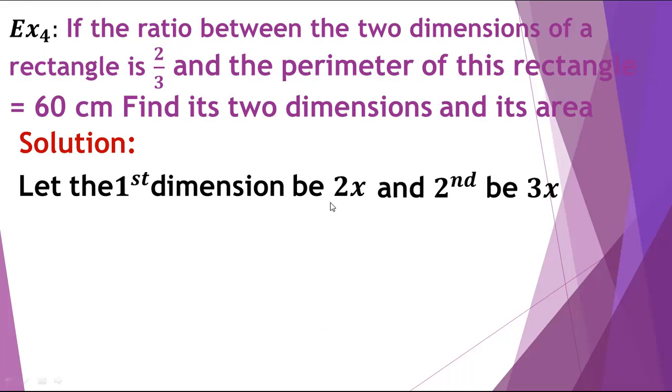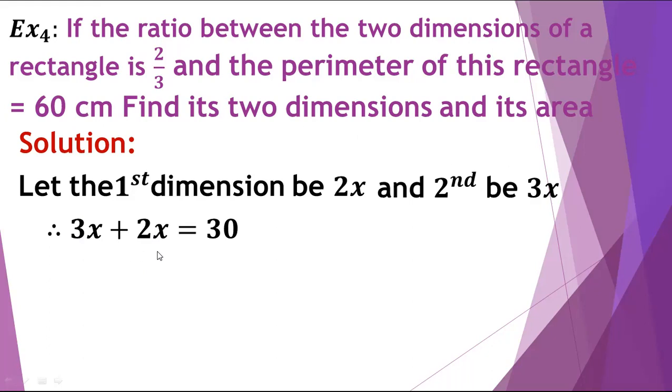So the first dimension is 2x and the second dimension is 3x. Since the perimeter of the rectangle equals twice the sum of the two dimensions, and the perimeter here is 60 centimeter, that means twice the sum of the two dimensions equals 60. Or we can say the sum of the two dimensions equals half of the perimeter, or half of 60 equals 30. That means the sum of the two dimensions, 3x plus 2x, equals half of 60 equals 30.